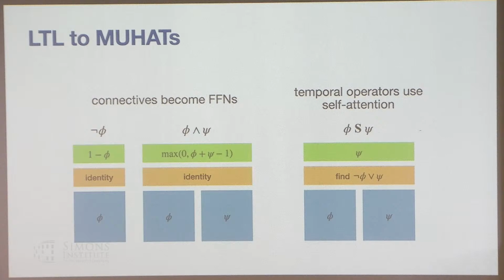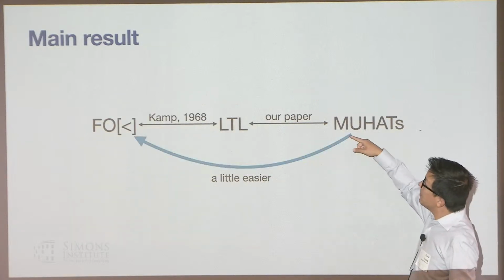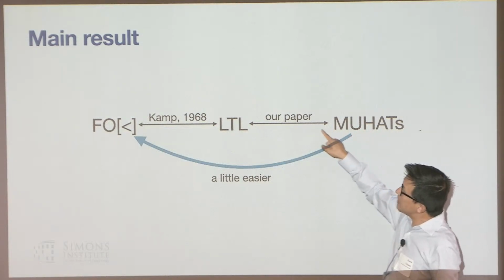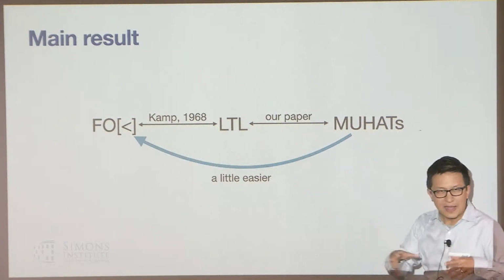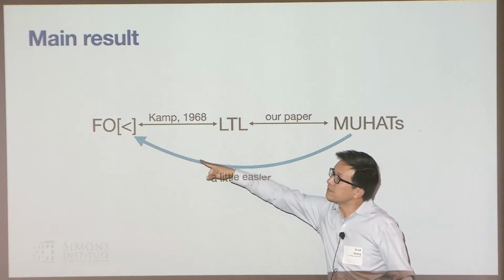All right, does that make sense? Okay, at a very high level, of course. Okay, so to go in the other direction, our paper actually converts from a transformer back to LTL via a variation of RASP called BRASP. It's actually a little bit easier to go to first order logic.